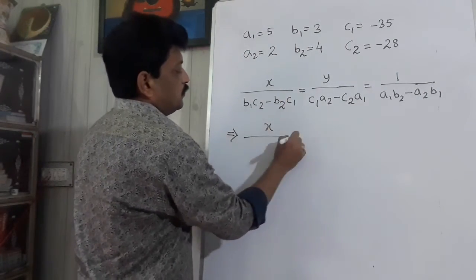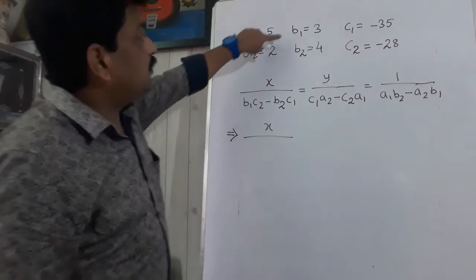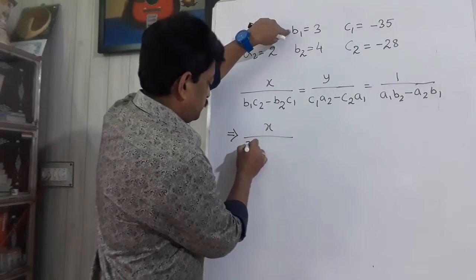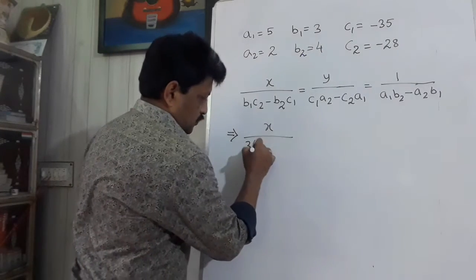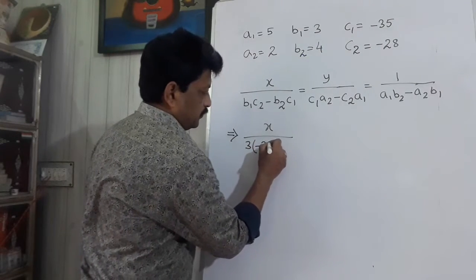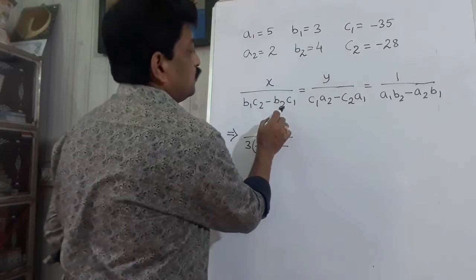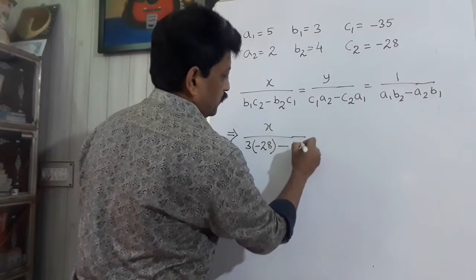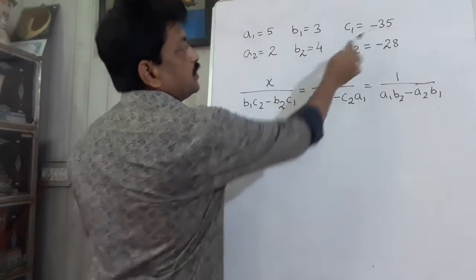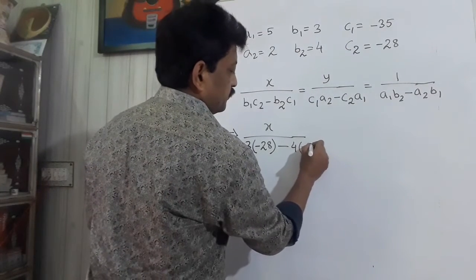So x equals, now b1, what is b1? b1 is 3, into c2. c2 is minus 28, so write it in bracket, minus b2. What is b2? 4. So 4 and c1. c1 is minus 35.